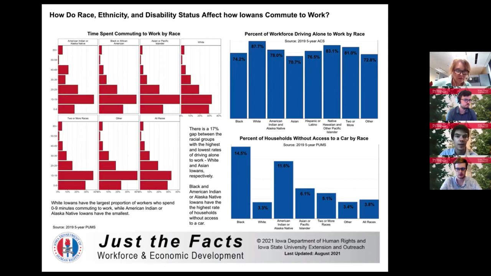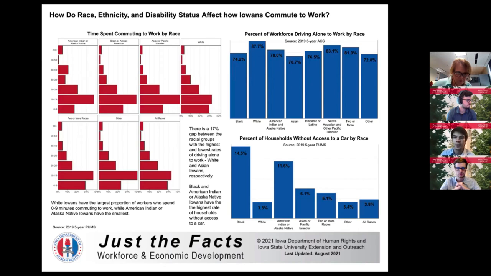So this poster has some information. On the left side, we can see the distribution by race of how much time people are spending commuting to work. We can see that the white population within the state of Iowa has the largest proportion of workers who spend 0 to 9 minutes commuting.